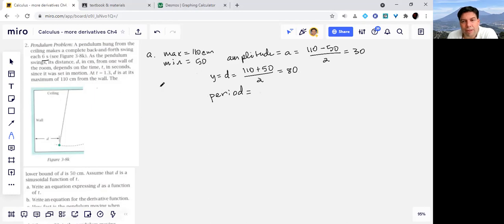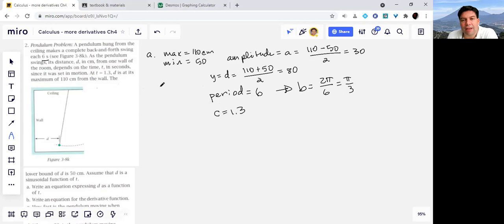So, period is 6 seconds. Okay, that means the value of b is 2 pi divided by the period, 6 seconds, or simplified to pi over 3. Now, in the phase shift, if we use cosine, the value of c is the value of the independent variable, in this case time, at which the function is at its maximum, and it happens to be at 1.3 seconds.